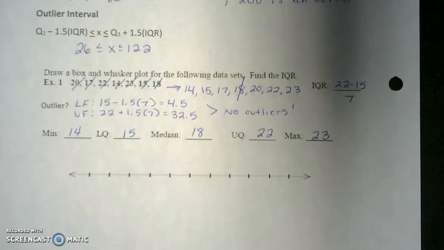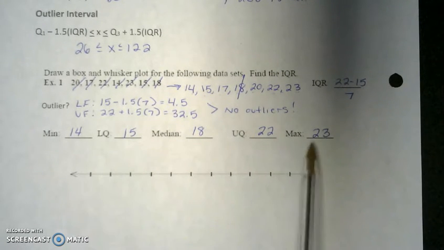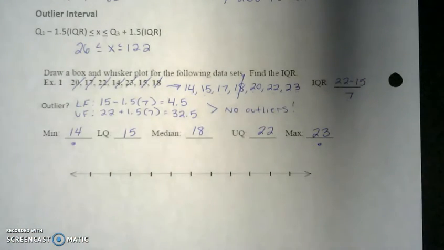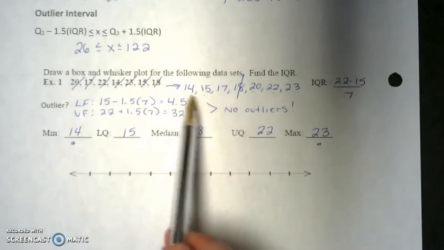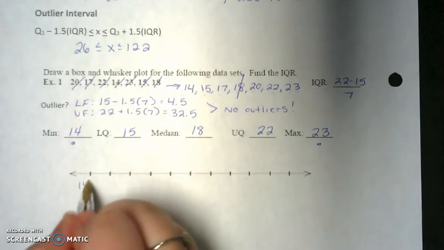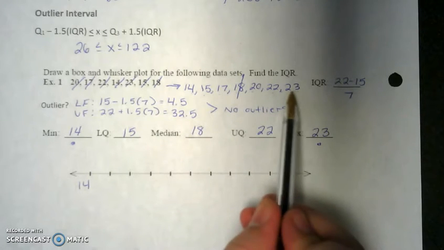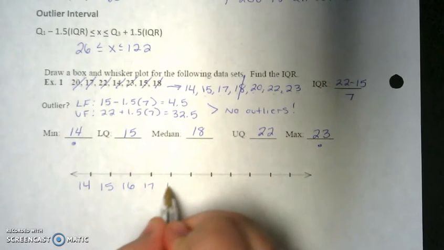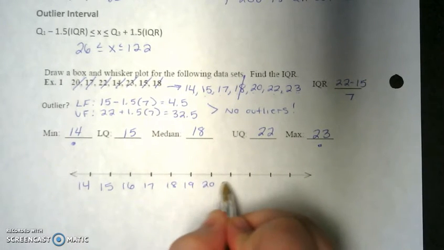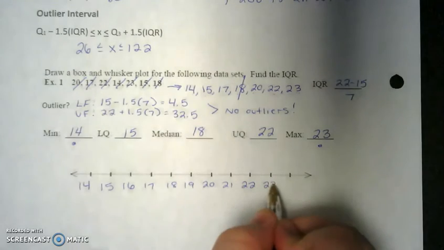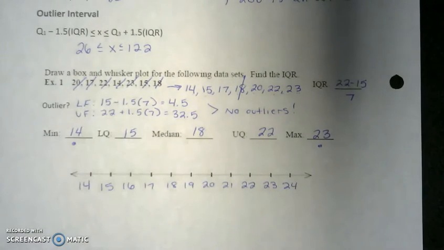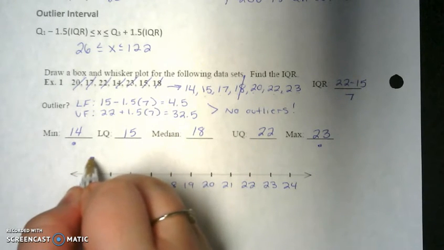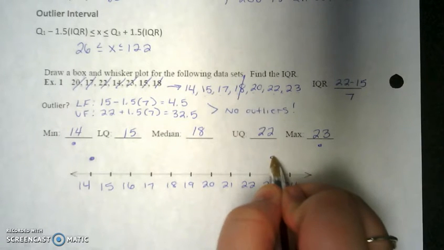Now, to actually build the box, we're going to draw 2 dots on our min and our max. So these end our whiskers. So we're going to build our number line. I always start with the lowest number, which is 14, so that's the first number on my number line. And because I'm trying to go to 23, it's okay if I go by 1, so I have enough space. So now right above this number, 14, we're going to put our dot. And right above 23, another dot.